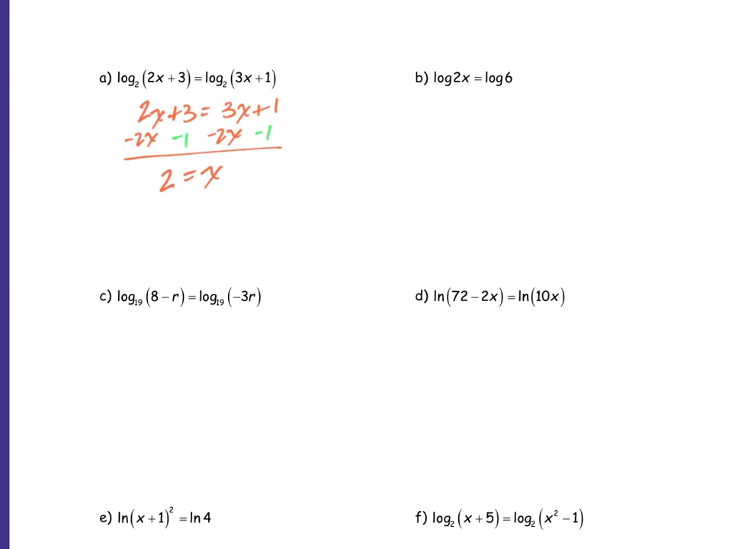Beautiful. And then on the second one, I have 2x equals 6, divided by 2, x equals 3, just because my bases are the same. And remember, if it doesn't have a base, it's base 10, so both of them don't have a base, so they're both base 10.